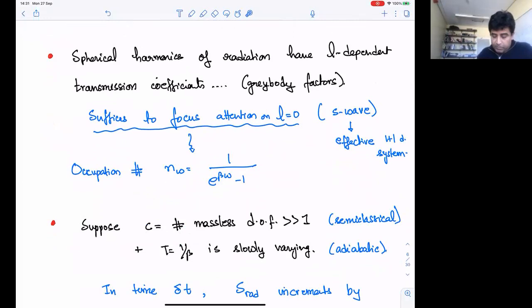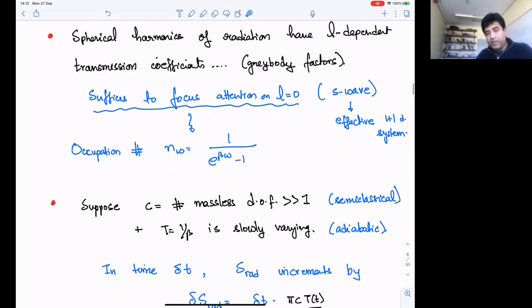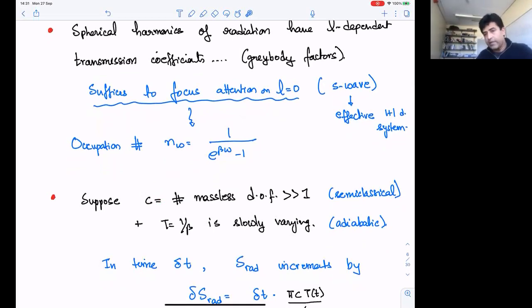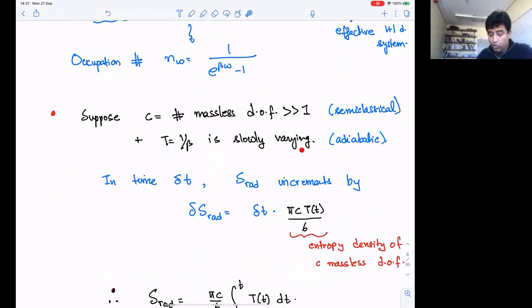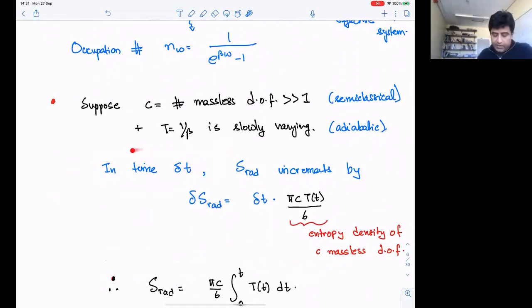Now, suppose we have a certain number of massless degrees of freedom, which means a certain number of massless species of particles, and we call that C, C from central charge. Then we are basically thinking about 1 plus 1 dimensional massless degrees of freedom. We want to take C to be large so that we are consistently in some kind of semi-classical approximation. If we assume that the temperature of the black hole is slowly varying, in other words, one is working in an adiabatic approximation, which is justified because black hole evaporation is a slow process, then in a given time increment delta t, the radiation entropy gets incremented by an amount delta S rad, which is equal to delta t times the entropy of a one-dimensional massless gas, a gas of massless particles in one dimension.